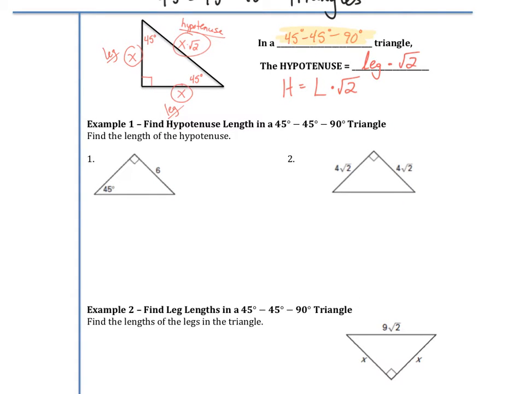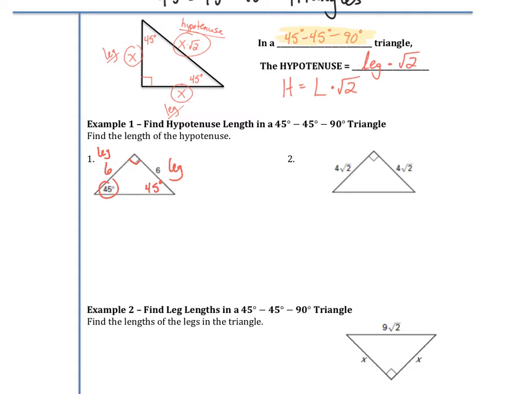So if we look at example 1, it says find the hypotenuse length in a 45, 45, 90 triangle. Find the length of the hypotenuse. All right, so in this problem, we know that one angle is 45 and one angle is 90. Remember in a triangle, the angles add up to 180. So to find that third angle, you would do 180 minus 90 minus 45. And this third angle has to be 45 because 45 plus 45 plus 90 is 180. So that means these two legs are both going to be 6. These are the legs. Here's a leg, and this one's a leg.